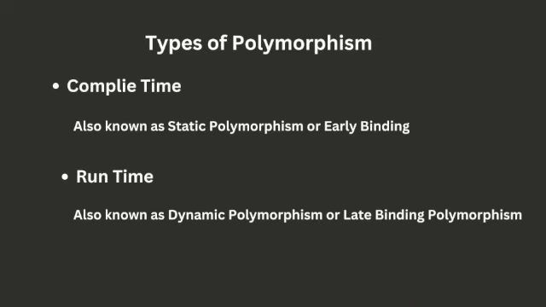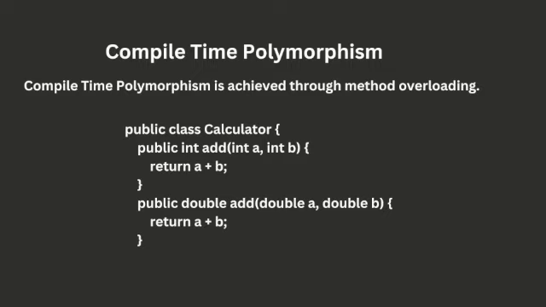Polymorphism comes in two types. One is compile time, one is runtime. Compile time is also called early binding or static polymorphism, and runtime is called dynamic polymorphism or late binding polymorphism. In compile time, we can achieve it by method overloading.